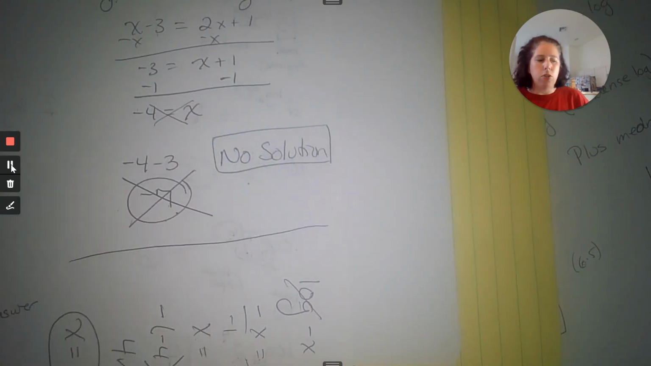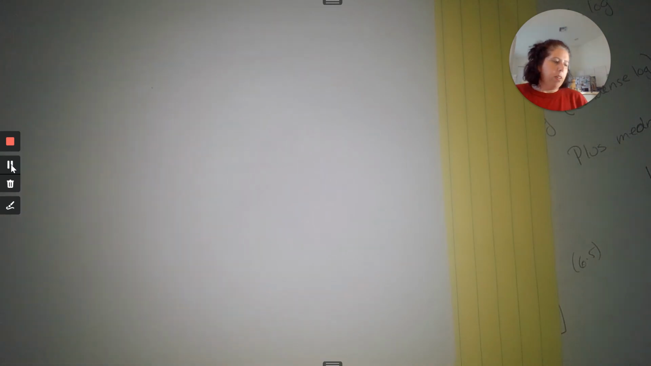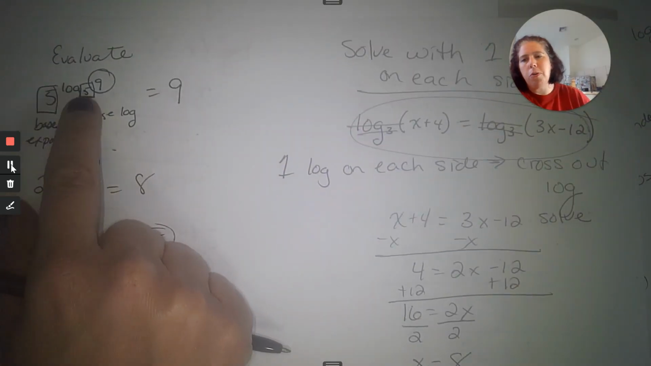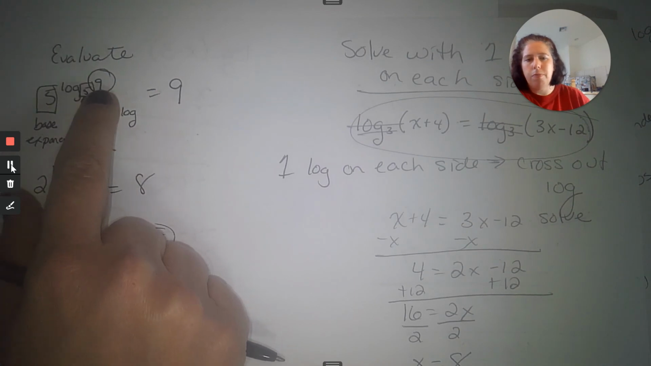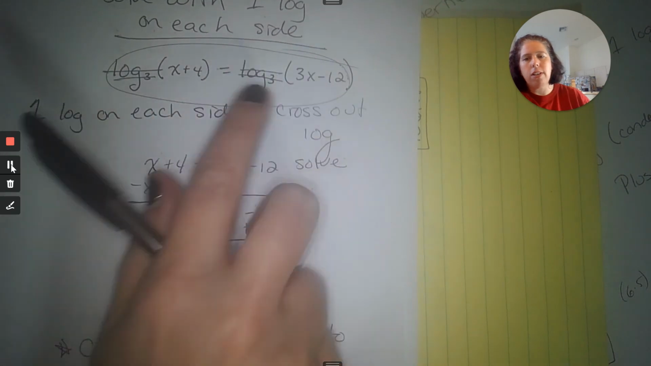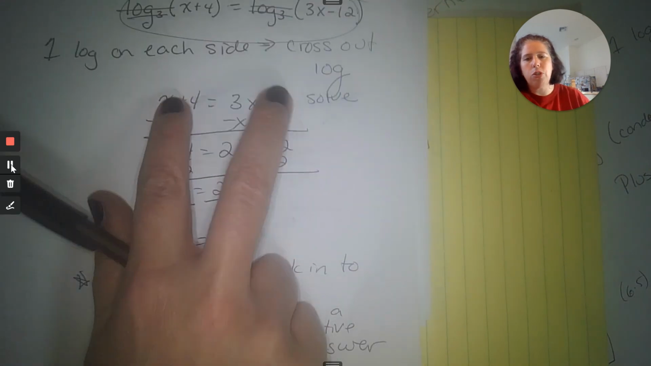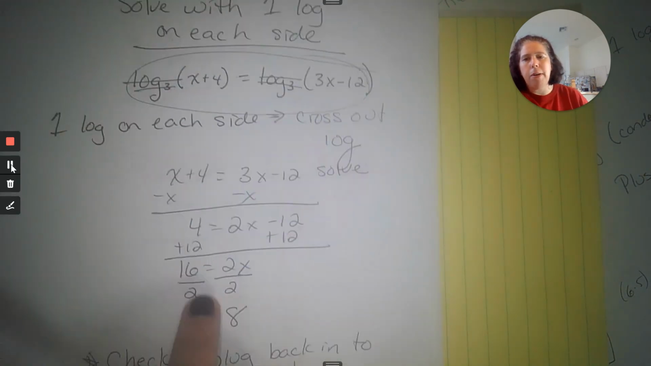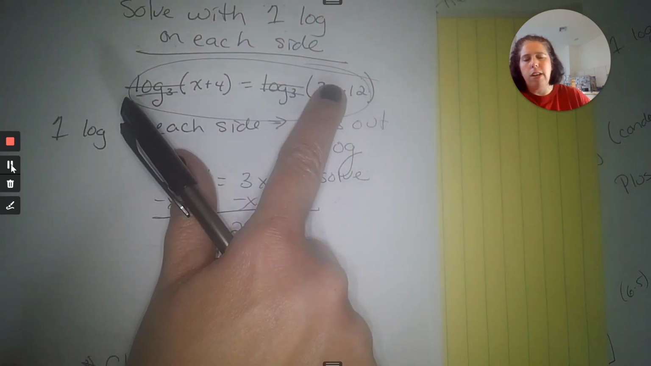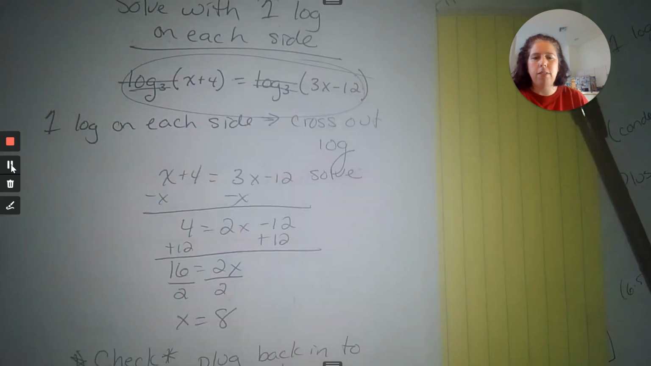Okay, so again, real quick, when the bases are the same, so base of the exponent, base of the log, the answer is the other number. And when you have one log on each side, you're going to cross the logs out, set the two things equal to each other, and solve it. Then you got to plug it back in and make sure the answer in here is positive and then they're the same. Okay, hopefully that makes sense.